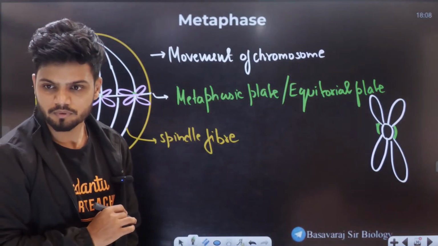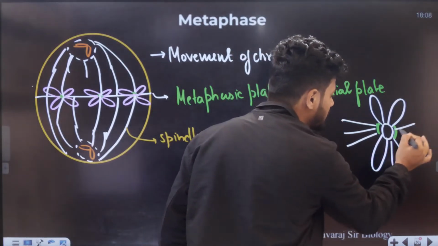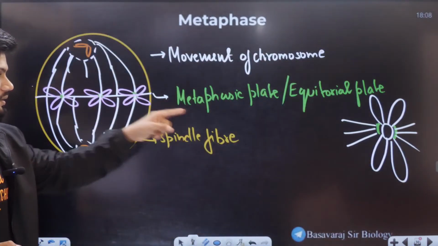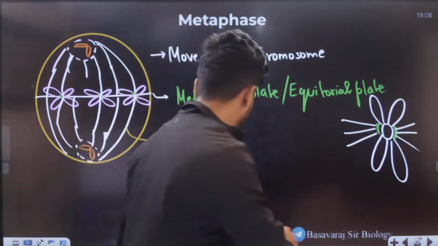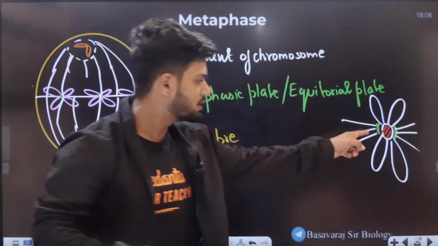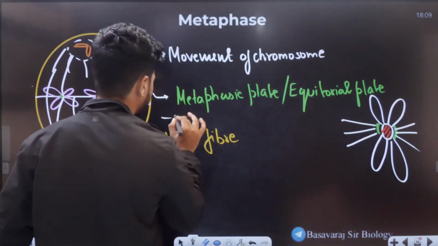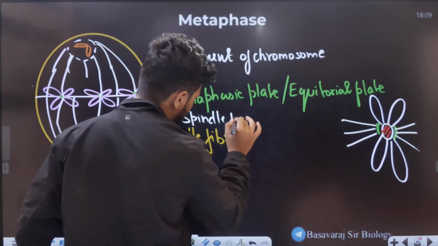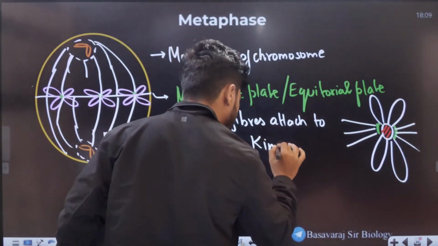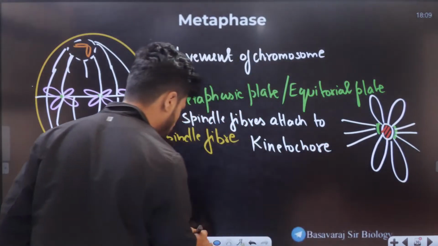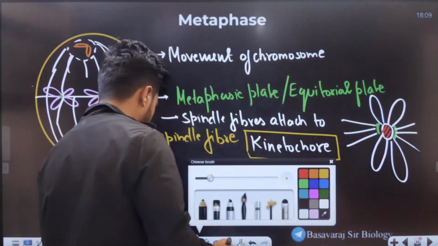Now here, all the spindle fibers are attaching to the kinetochore. So please remember this. Spindle fibers will never attach to the centromere. They will always attach to the kinetochore. Let me write it for you, otherwise you'll forget: spindle fibers attach to kinetochore. Please remember this. This is a NEET PYQ. I cannot stress enough.